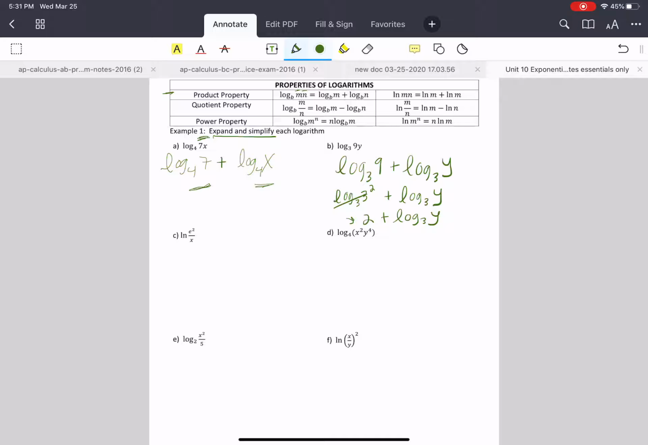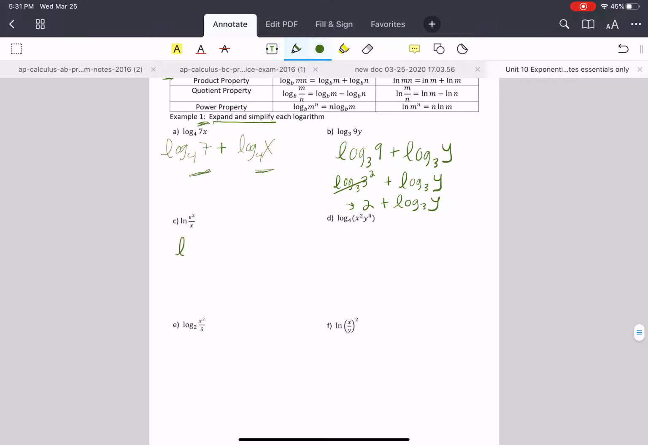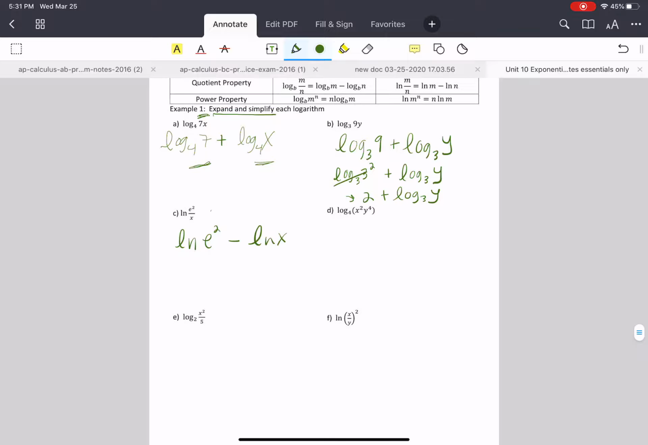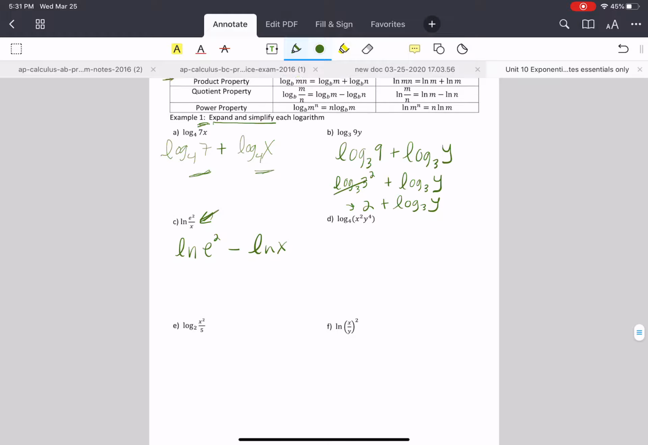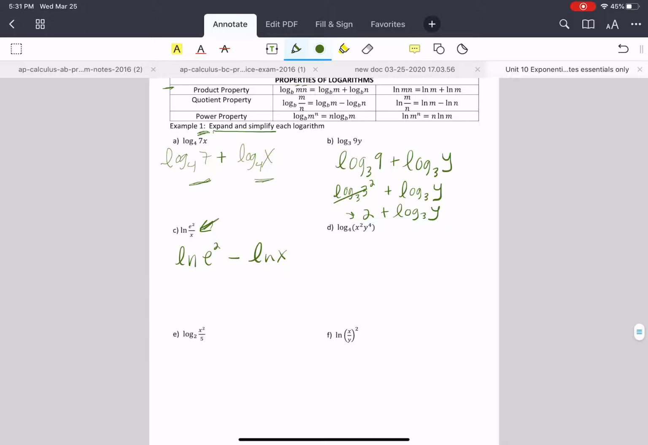Okay, now let's try this one. The natural log of e squared minus the natural log of x. This time I subtracted because this is division, and so then we would use the quotient rule this time. Now on this one, I'm going to want to check again: can I simplify any of my logarithms?